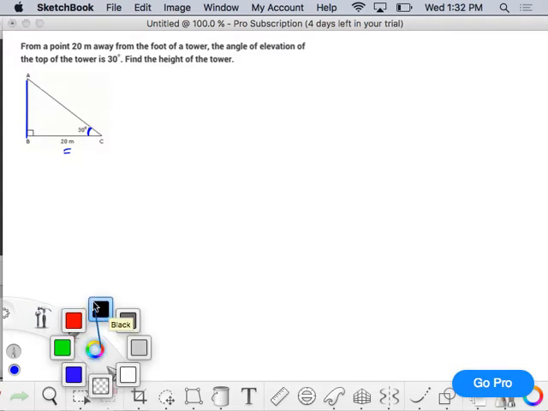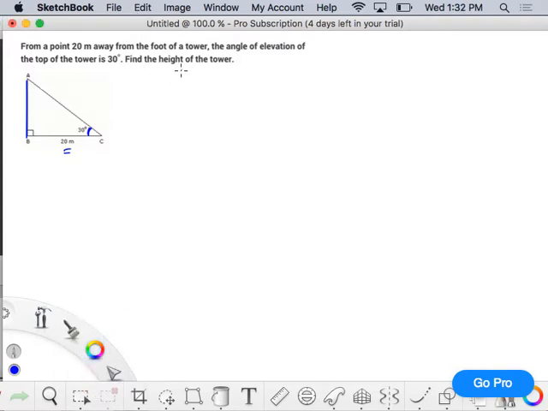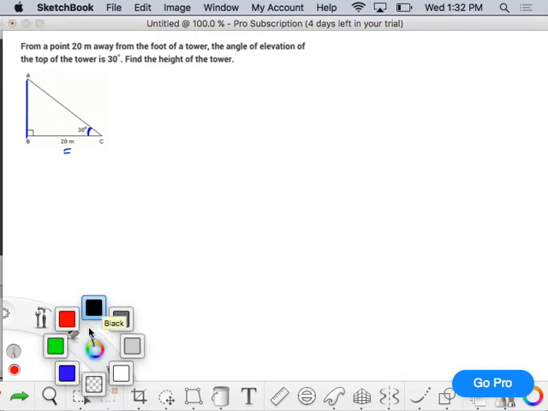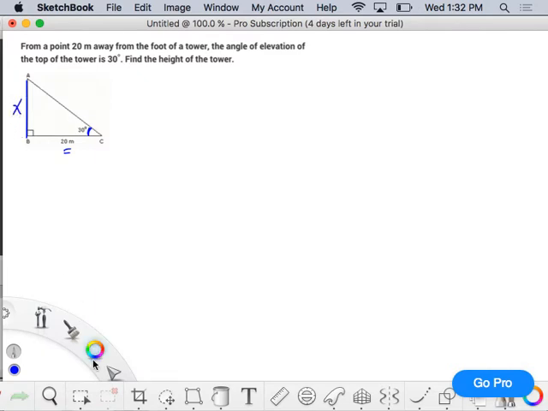All right. Now, shh. From a point 20 meters away from the foot of the tower, the angle of elevation at the top of the tower is 30 degrees. Find the height of the tower. This is x. Now, if that is x, how do I solve for x is the question. I've got an angle here, 30 degrees. This side, 20 meters, is what in relation to that angle? Adjacent. X will be what? Opposite. So I have opposite and adjacent.